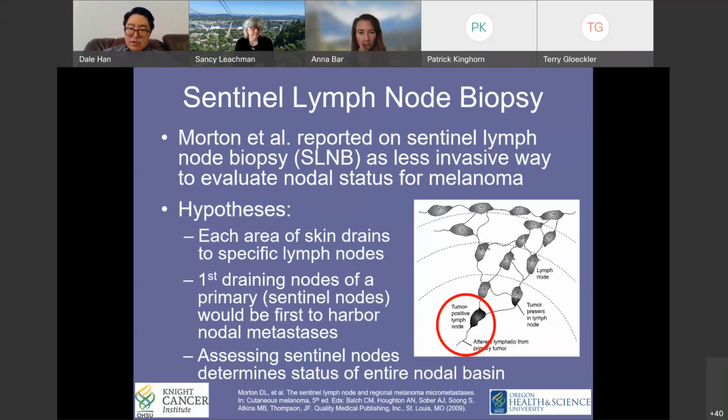By assessing this sentinel lymph node, you can determine the status of the entire lymph node basin, meaning that if it was negative, the entire basin was negative. If it was positive, it doesn't matter. The whole basin is positive.